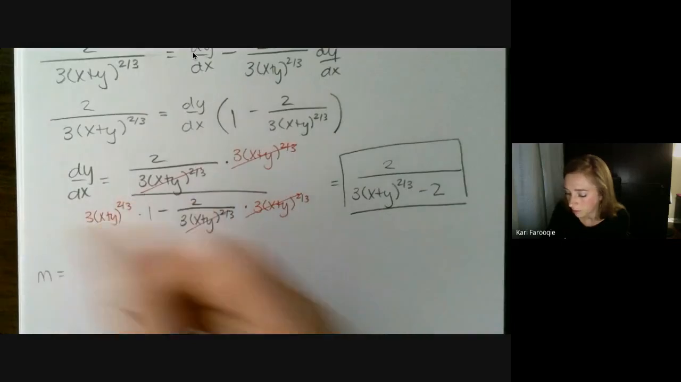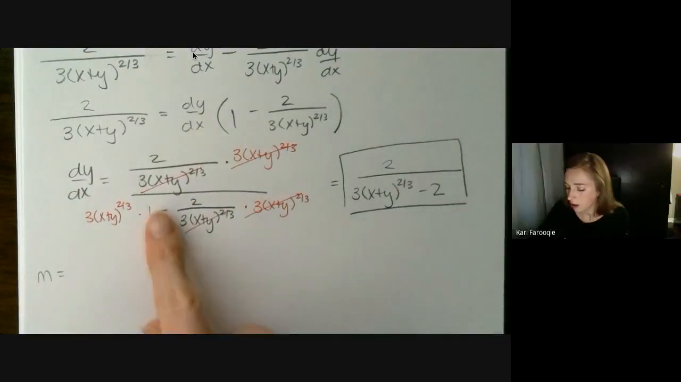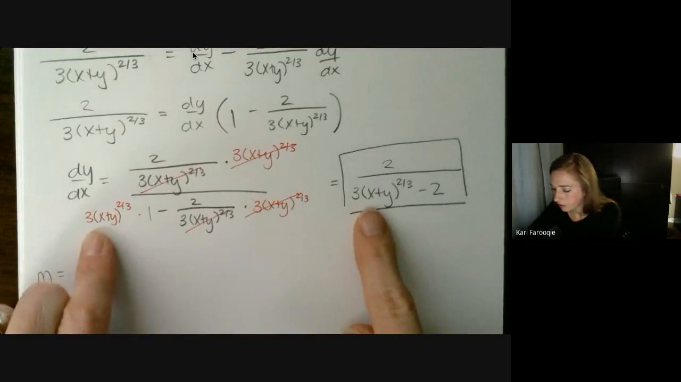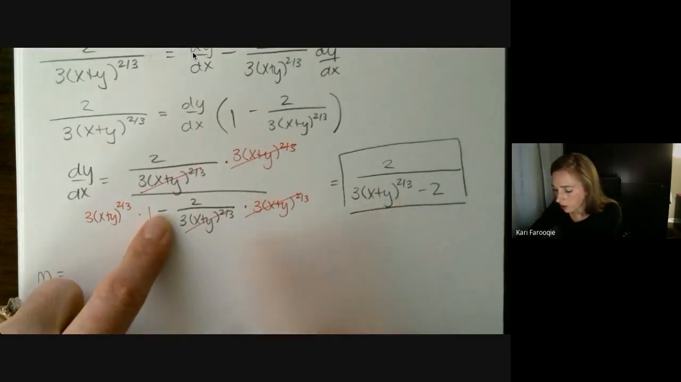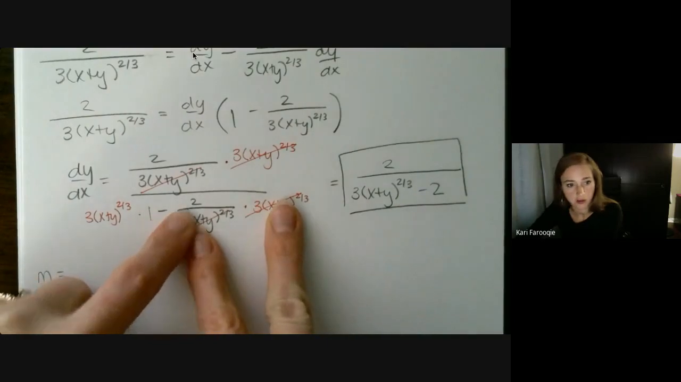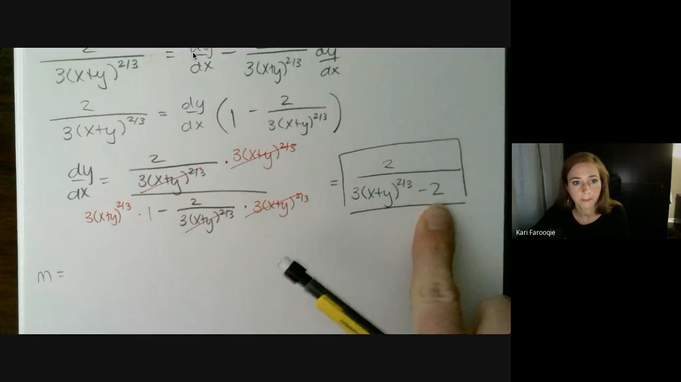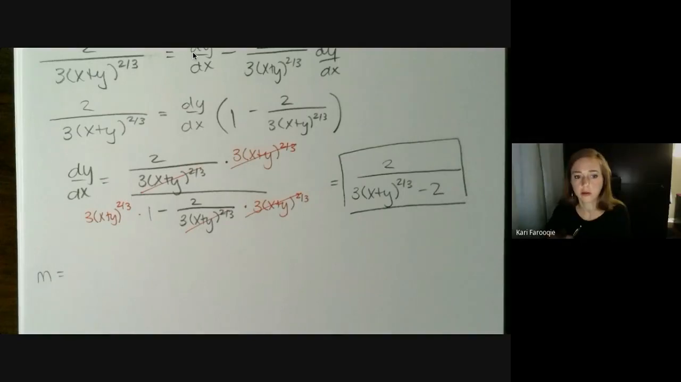Morgan, go ahead. Where did you get the minus 2 from? From this piece in the denominator. So I have the 3 times x plus y to the 2/3 times 1, and then minus, and then these two canceled, and I still had that 2 in that numerator, so it just became 2 there. Oh, okay. Do you see it now? Yeah, I was looking at it wrong. Okay. I am glad you asked. Any other questions there?